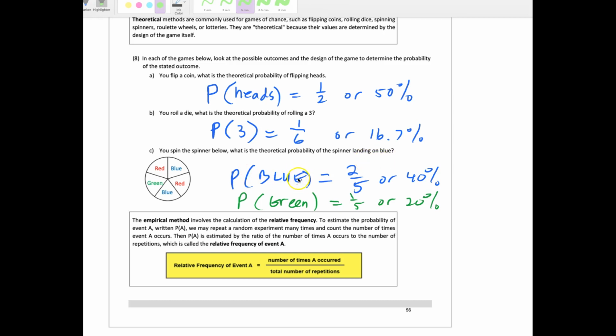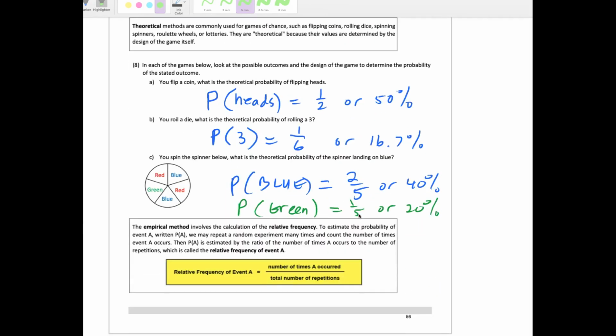And here are some other probabilities. What's the probability of landing on blue? 2 out of 5 or 40%. If you want to try an extra one, green, 1 out of 5 or 20%. Again, where am I getting these numbers? Turn these into decimals and then you can see where the percent comes from. And so that's the theoretical probability.